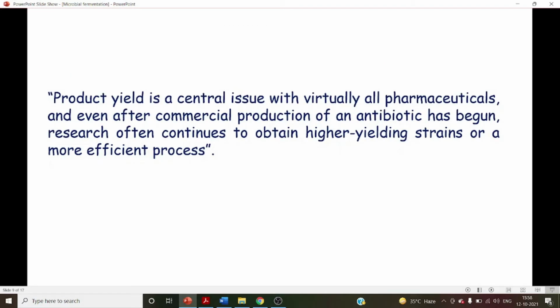Product yield is a central issue with virtually all pharmaceuticals, and even after commercial production of an antibiotic has begun, research often continues to obtain higher yielding strains or a more efficient process. So product yield is at the center for all the pharmaceutical companies, and so every pharmaceutical company has a research and development unit, and the researchers keep on working on developing the strain and the bioprocess for higher and higher yield.